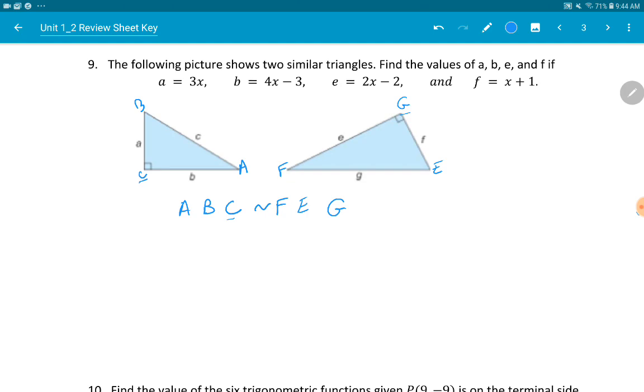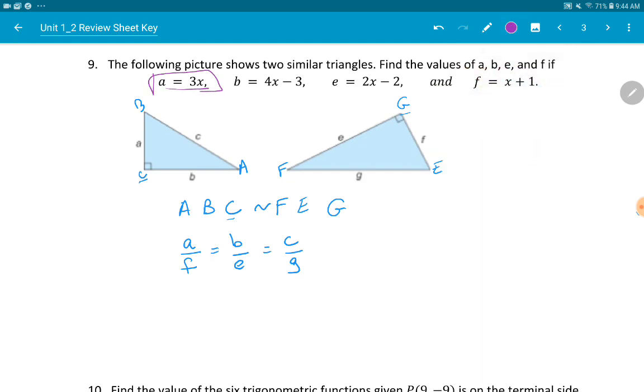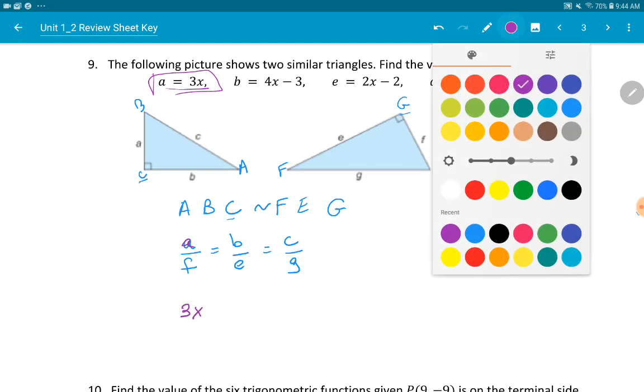And once I have that, that tells me that side A is proportional to F, as B is proportional to E, as C is proportional to G. Since the triangles are similar, those ratios are equal. Now I need to plug in what I have here. So let's start with A is 3x. Plug that in right here. So that gives me the 3x.